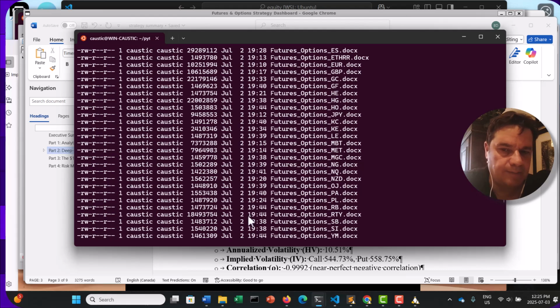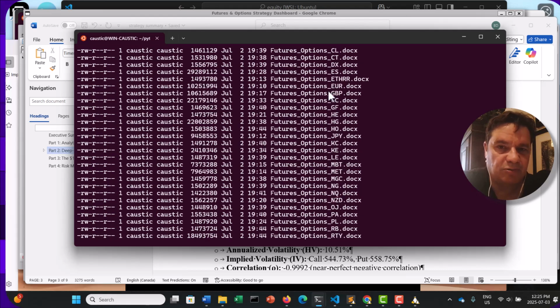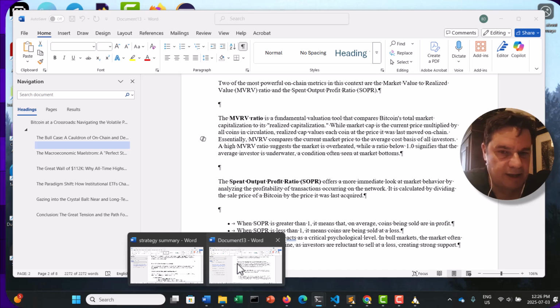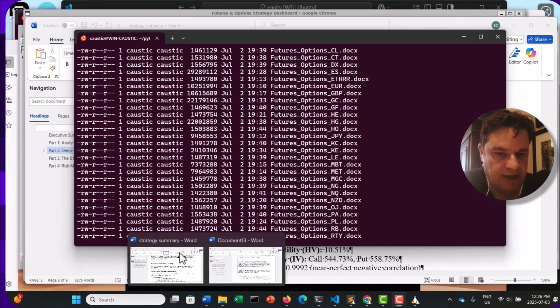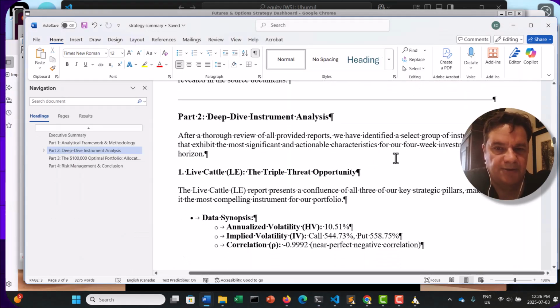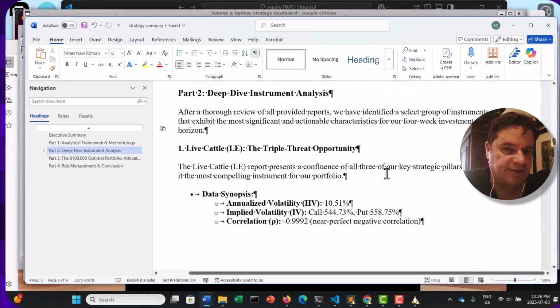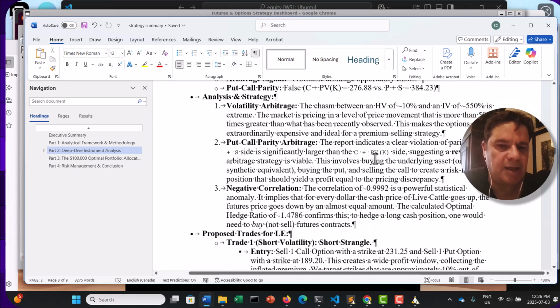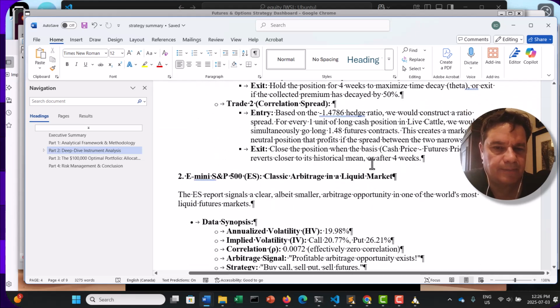You can see how big they are. The ES is probably going to be a big file, and I'm going to show you that. That's the over 1,000 page one. So using that data, this is the kind of prediction we get. As an example, using, let's say, live cattle, a triple threat opportunity. And this is, again, the AI telling you this.